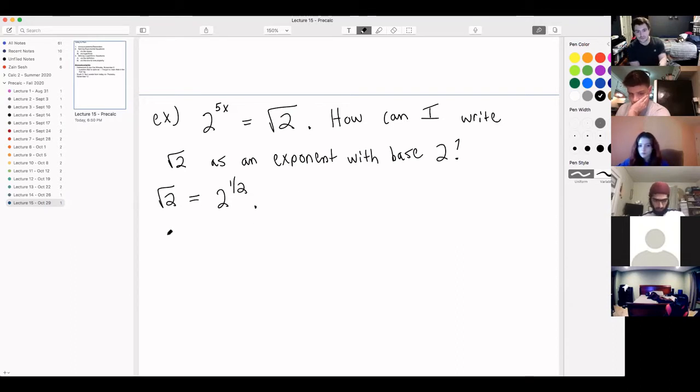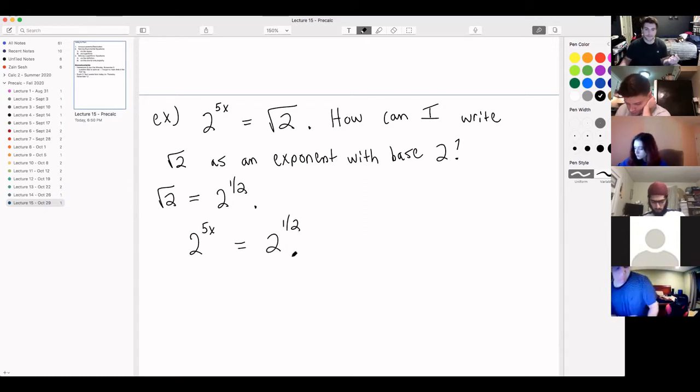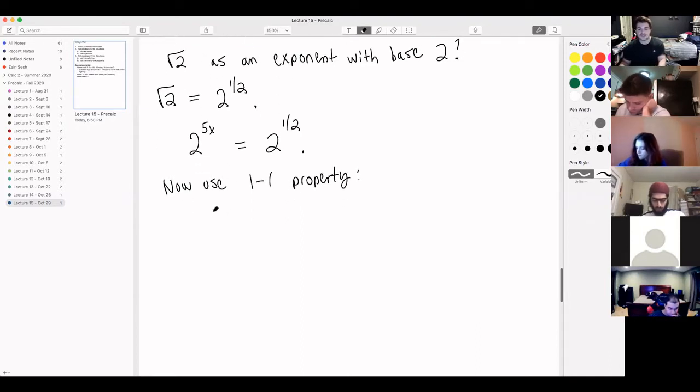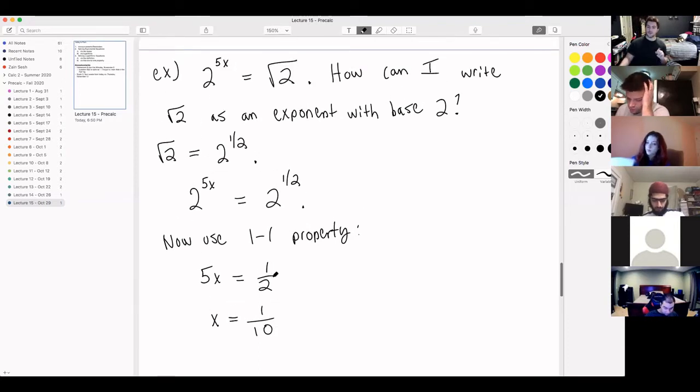So now just rewrite the equation. This is 2 to the 5x is equal to 2 to the 1/2. There you go. Very easy. Now use the one-to-one property, which means I can just set the exponents equal to each other. Good, and you'll get here that x is 1/10. Okay, so that would be the answer.